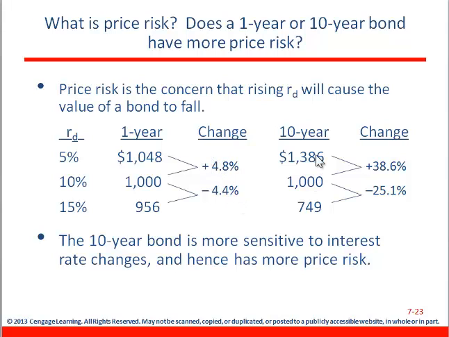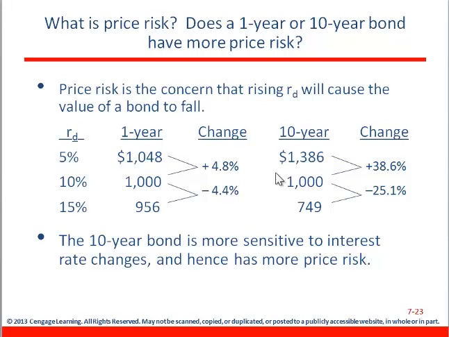The same relationship exists for the 10-year bond, so that's not really the point of the slide, but let's observe it. As rates go up from 10 to 15, price goes down, however the magnitude is greater, and then vice versa, as rates go down from 10 to 5, price goes up. So again, we see this inverse relationship. It's true for the 1-year bond and the 10-year bond.